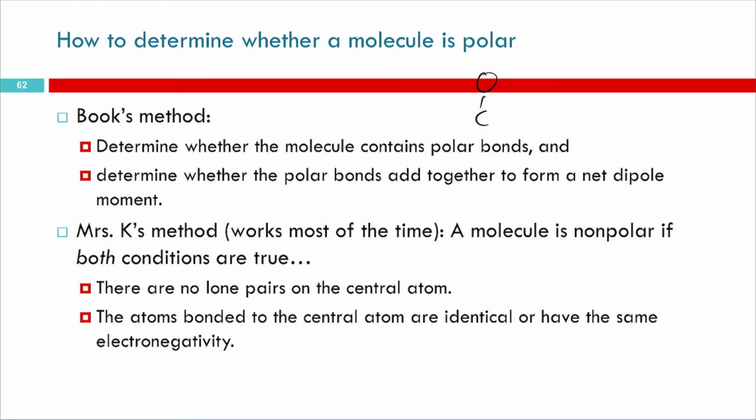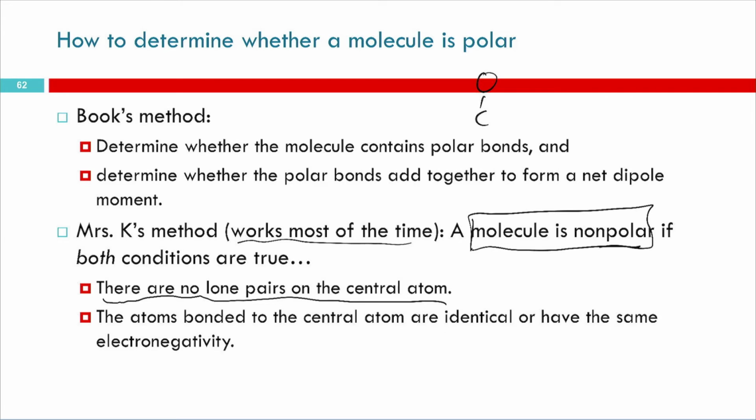Or we have Mrs. K's method, a little bit simpler, and we just check to see if there are lone pairs on the central atom. And this is, of course, most of the time, but a molecule is nonpolar if both conditions are true. There are no lone pairs on the central atom, and the atoms bonded to the central atom are identical or have the same electronegativity. So if one of these is false, then we're polar.